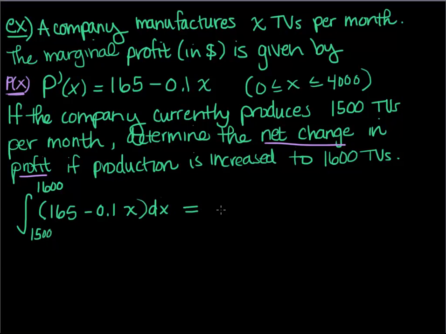So the antiderivative of 165 is 165x, correct? Minus, now I'm going to have x squared, but I need to divide by 2, so 0.1 divided by 2 is 0.05 x squared, and I'm evaluating this from 1,500 to 1,600.